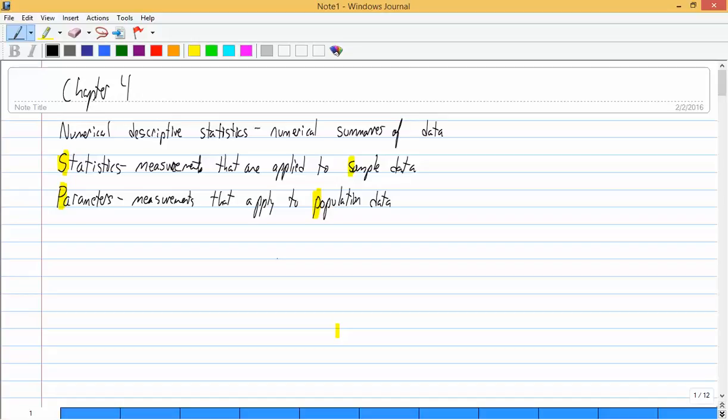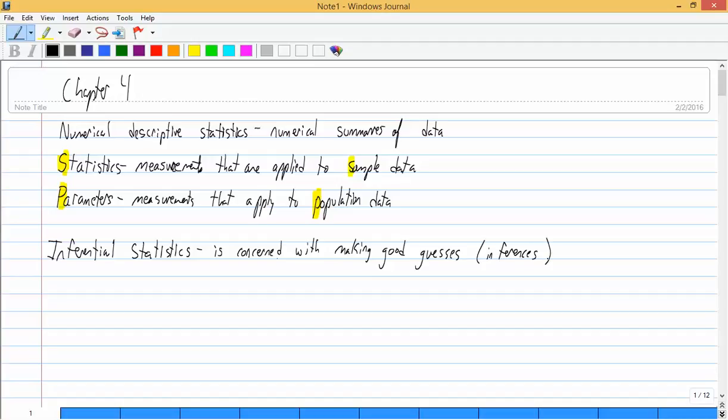Alright, now inferential statistics. Inferential statistics is concerned with making good guesses or inferences about population parameters using sample statistics.